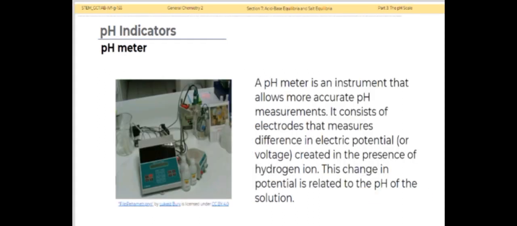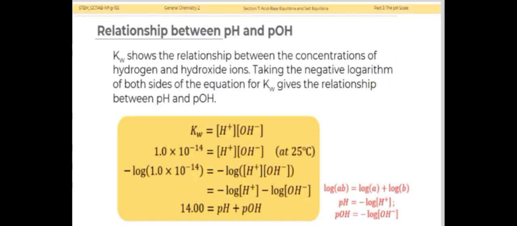A pH meter is an instrument that allows more accurate pH measurements. It consists of electrodes that measure the difference in electric potential or voltage created in the presence of hydrogen ion. This change in potential is related to the pH of the solution.